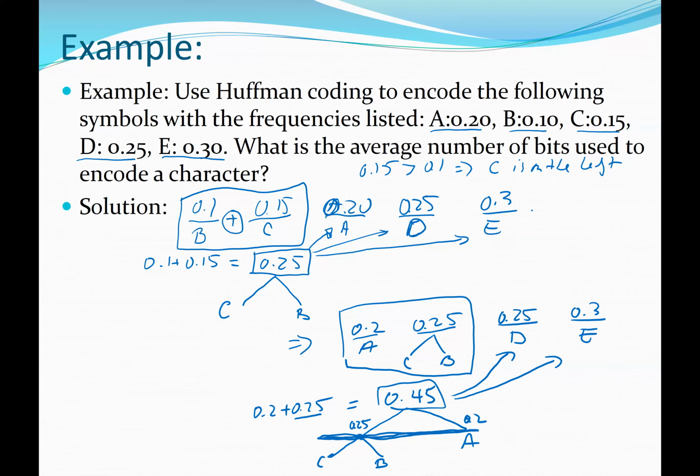Well, we do 2 at a time, right? Don't rush, okay? All right, so next. I'm gonna write that again. So here we have 0.45, which contains 0.25 and then 0.2, and then 0.25 contains 0.15 and then 0.1. And this happened to be the letter C and the letter B. This guy was the letter A. And then we have D, which is 0.25, and then E, which is 0.3.